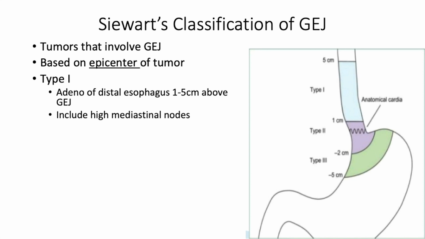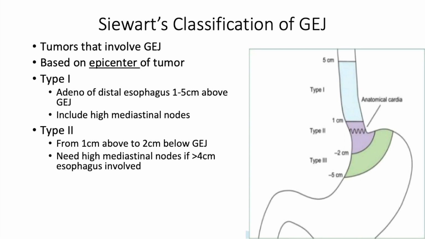So Siewert type 1, this is essentially a distal esophageal adenocarcinoma, classified as having its epicenter 1 to 5 centimeters above the GE junction. And these are essentially treated as esophageal cancer. So these should be approached with a thoracotomy, or approached basically as a distal esophageal cancer, which means that you have to dissect the high mediastinal nodes.